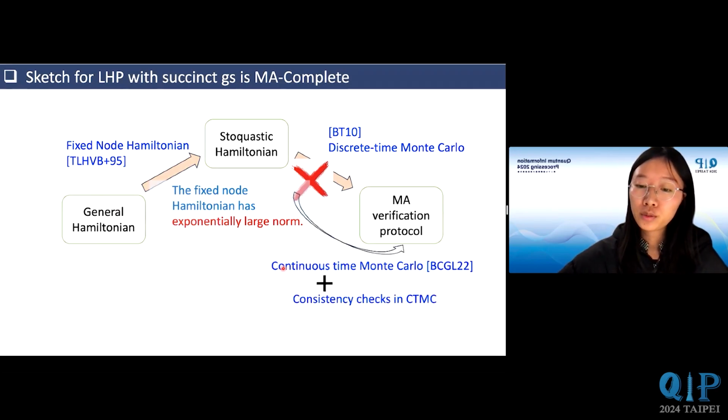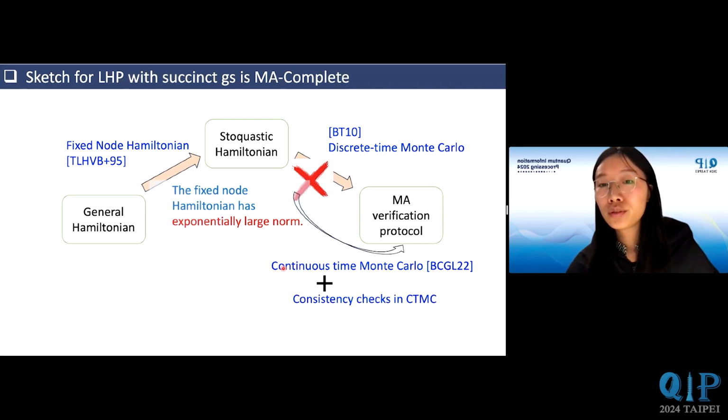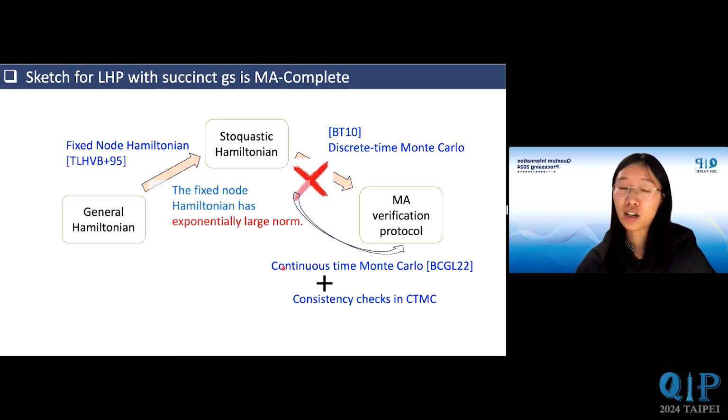So to circumvent this problem, we use a very special Markov chain, which is a continuous time Markov chain, and this paper is very new. In addition, we add some consistency checks in this Markov chain to get a MA verification protocol.